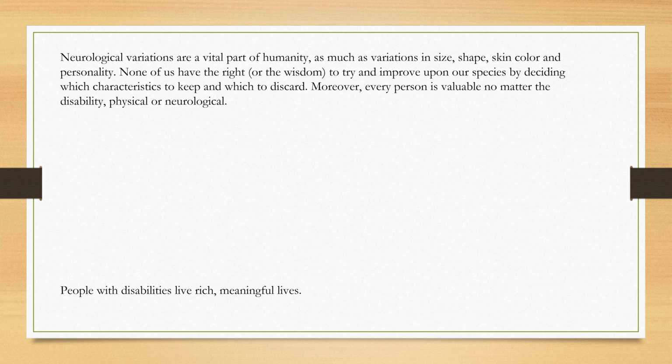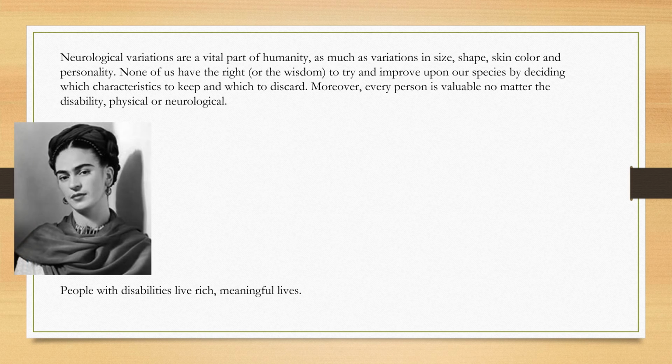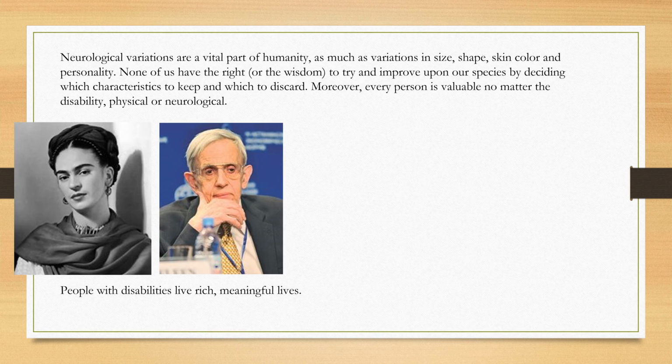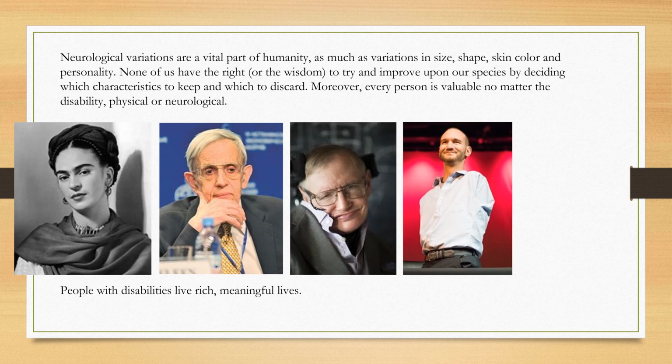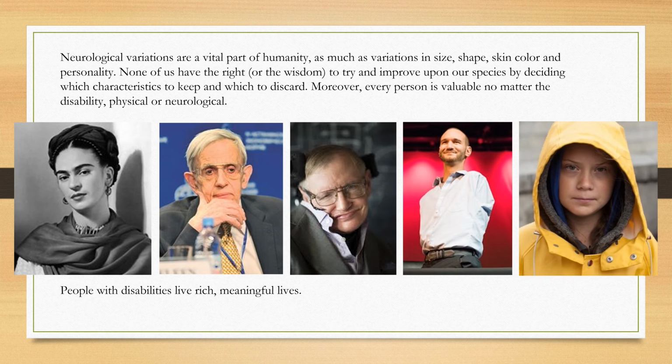People who have made contributions to society that made an impact: Frida Kahlo, she had polio and spina bifida. John Nash, he has acute paranoid schizophrenia. Stephen Hawking, ALS, a neurodegenerative disease. Nick Vujicic, I think I'm probably mispronouncing his name. He was born with no limbs. Greta Thunberg, which everyone knows, is a huge advocate for environmental conservation and fighting against global warming and educating people about that. She has Asperger's.